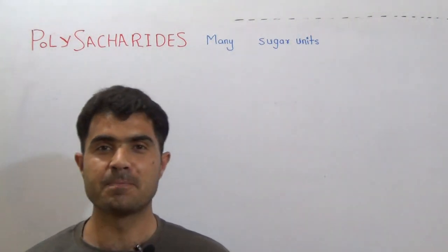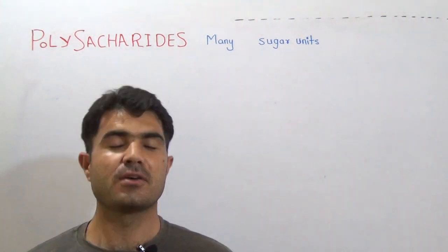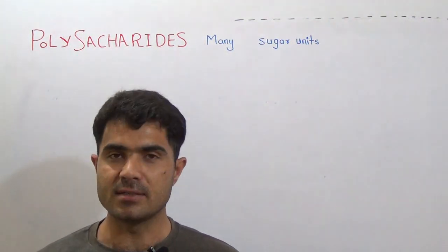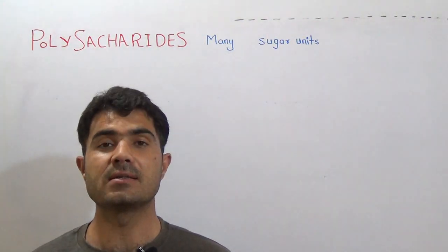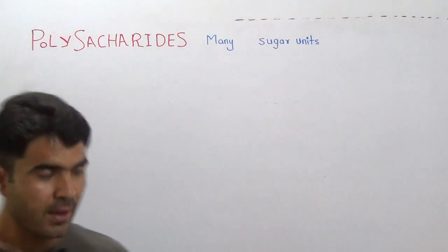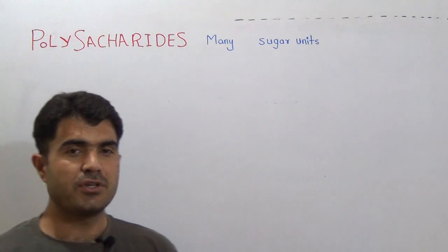Today's topic is polysaccharides from the chapter Carbohydrates. We have already discussed monosaccharides and disaccharides. Today polysaccharides will be discussed. Let's start with the definition.